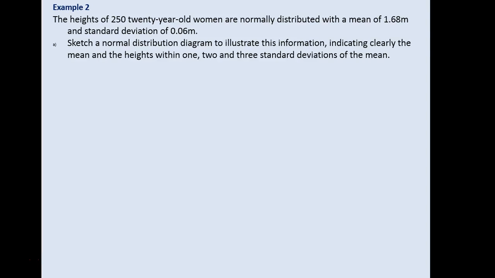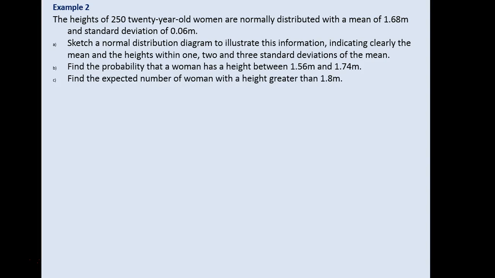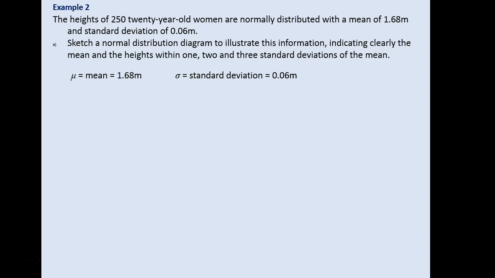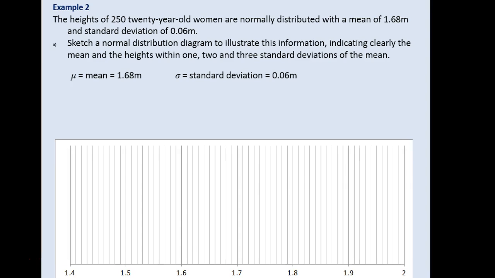So last example here for the first lesson, 250 women are normally distributed with a mean of 1.68 meters and a standard deviation of 0.06. So again, the first thing you need to know how to do is do a proper sketch. And so again, you're always going to start by just putting the mean in the middle, and then we're going to move with standard deviations. So right here we have the 1.68 in the middle, and then we're going to move by units of 0.06 to the left and to the right.